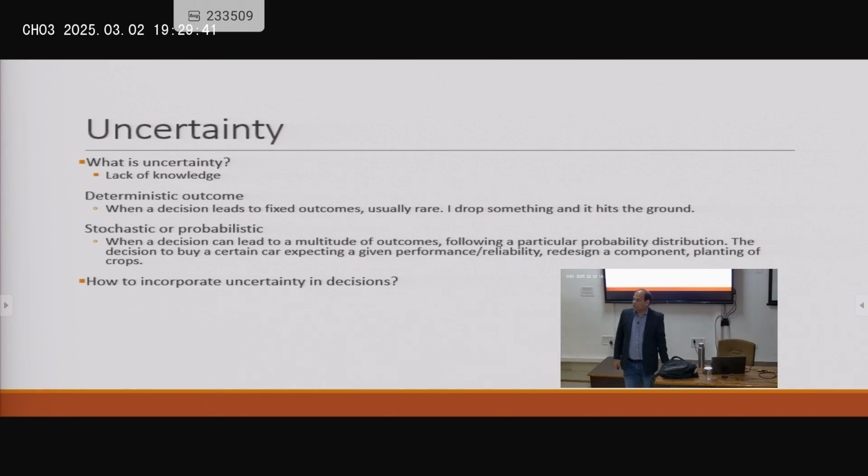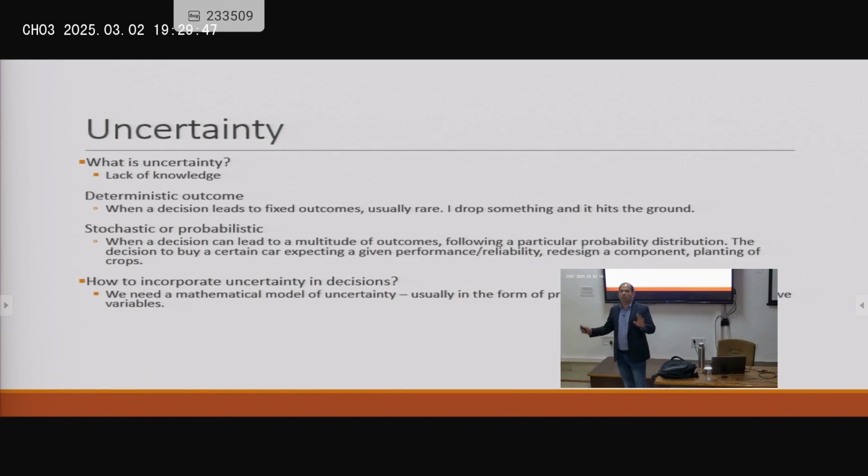How to incorporate uncertainty in decisions? We need a mathematical model of uncertainty. So we don't like to talk about, hey, I don't know what can happen, weather is uncertain, those kinds of things. That is not something that will work in systems engineering. It might rain tomorrow. That doesn't help me at all, okay?